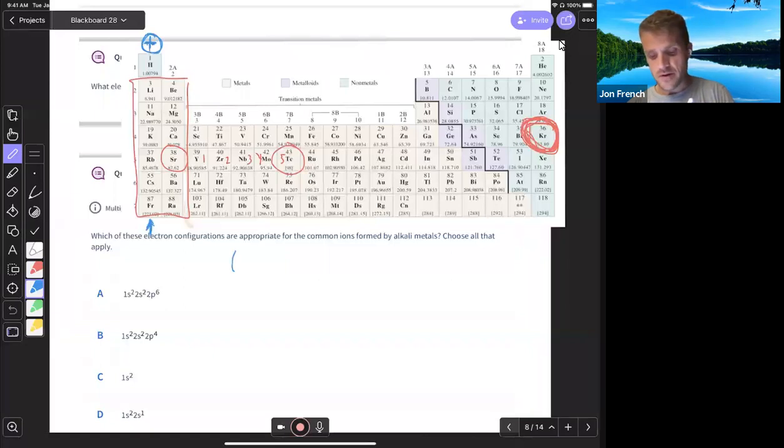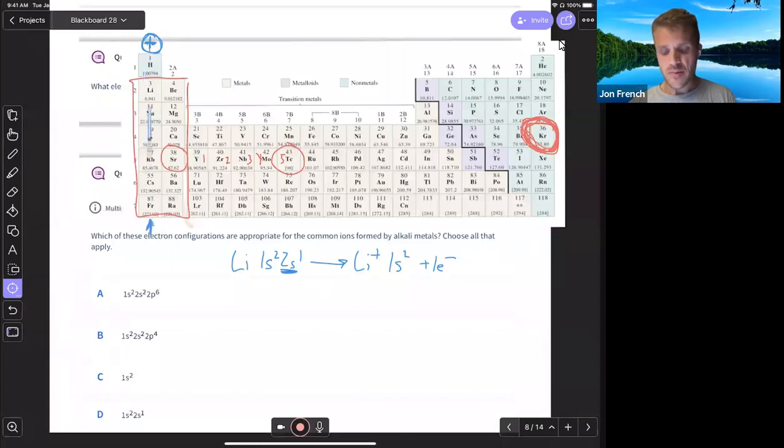And they do that by losing their only valence electron. So if we look at lithium, for example, lithium is 1s2, 2s1. Lithium's going to react and it's going to lose its one valence electron to become lithium +1. And the electron configuration of that will be 1s2 because it lost that one electron. So we are looking for the electron configuration of group 1 metals after they react. They're all right here in the periodic table.